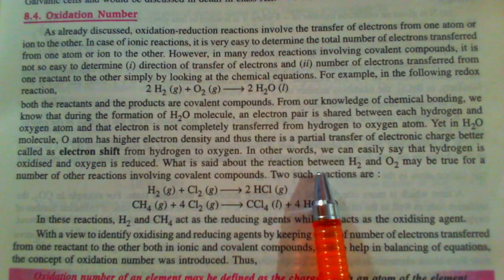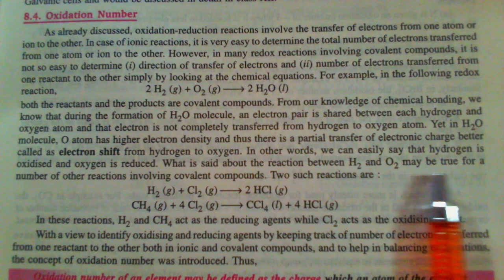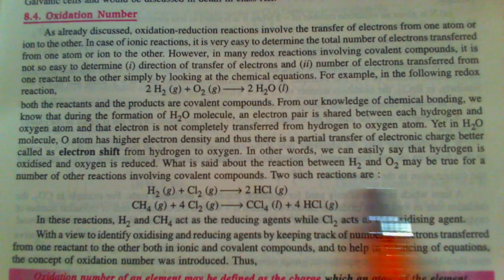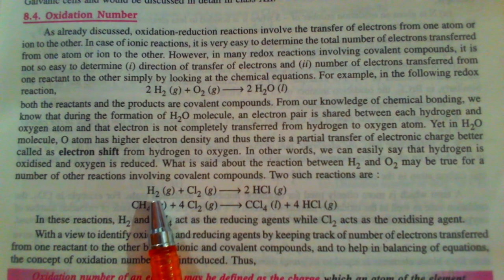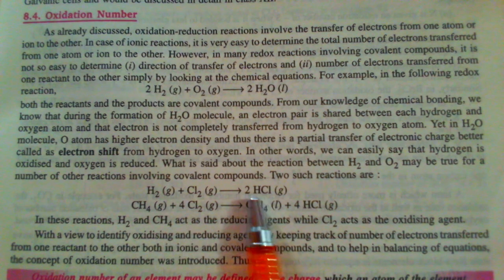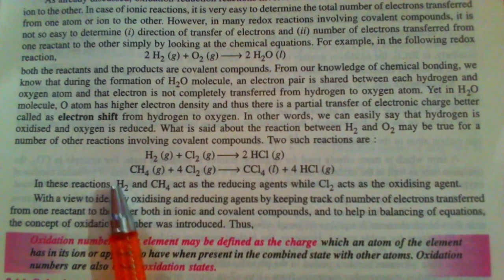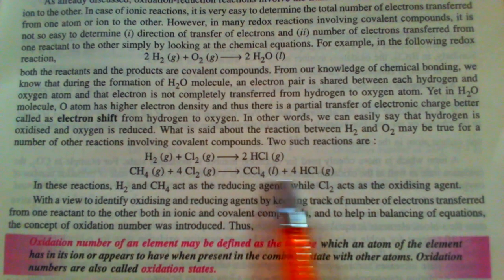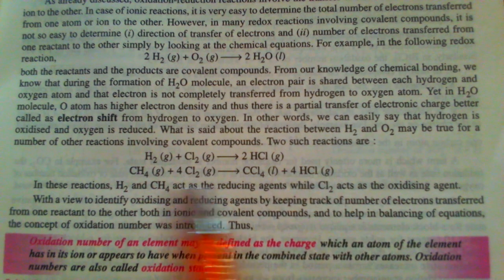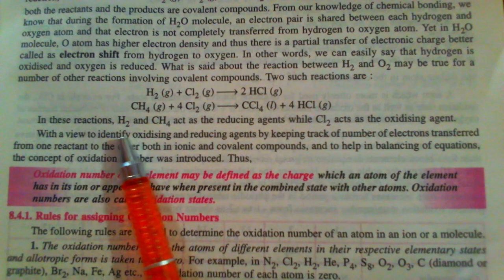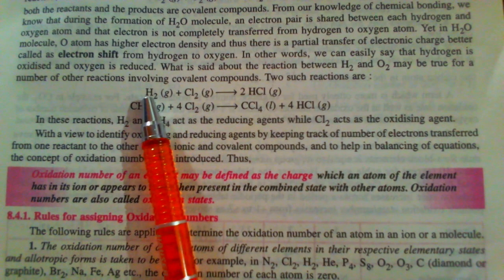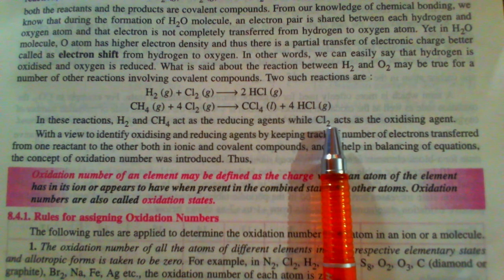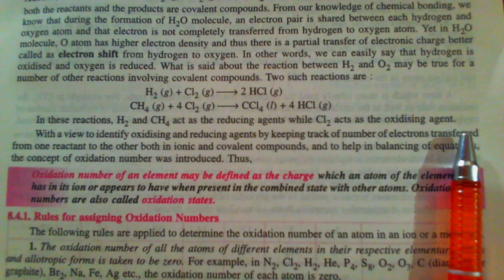What is said about the reaction between H2 and O2 may be true for a number of other reactions involving covalent compounds. Two such reactions are H2 plus Cl2 gives 2HCl, and CH4 plus 4Cl2 gives CCl4 plus 4HCl. In these reactions, H2 and CH4 act as reducing agents while Cl2 acts as an oxidizing agent.